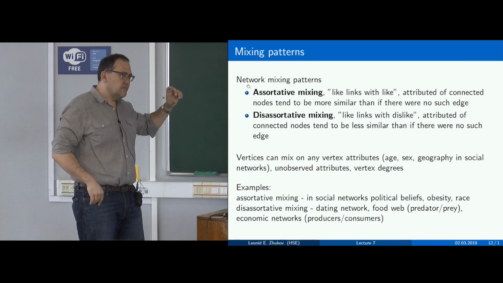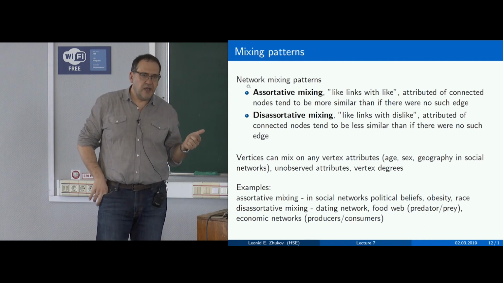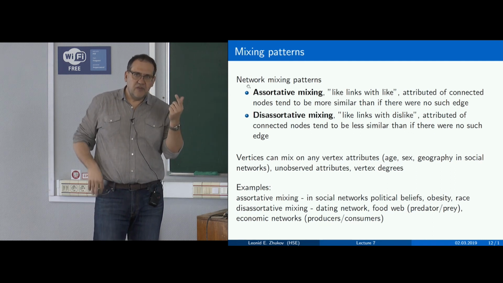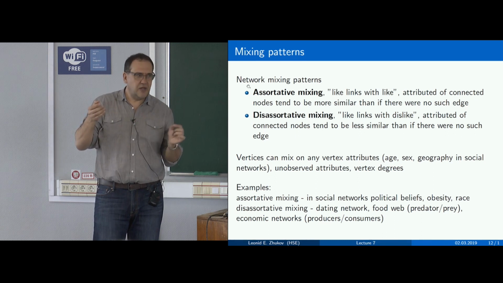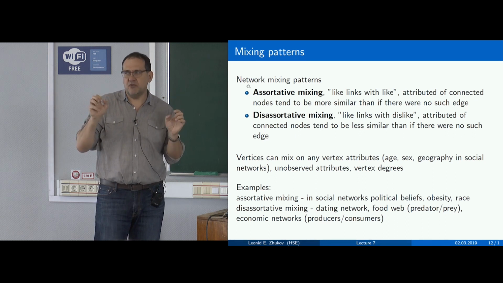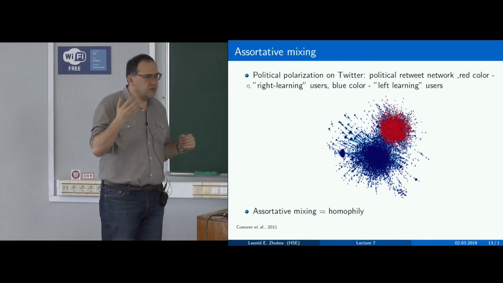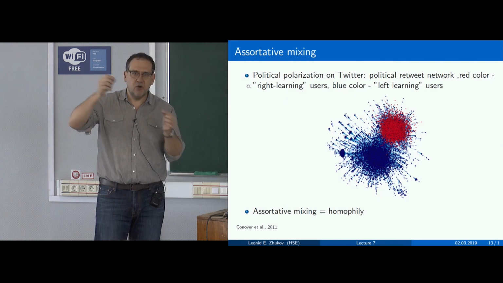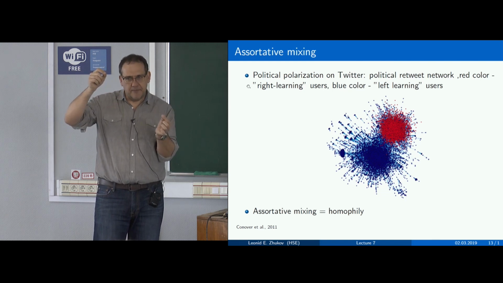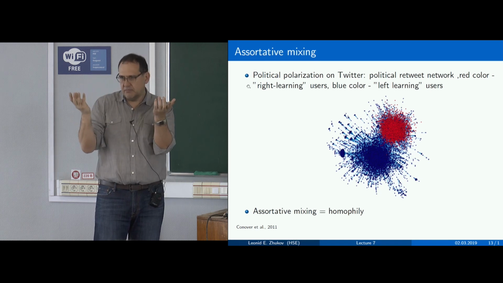Now, you can have the opposite situation, which is called disassortative mixing. It is when it's more often nodes with different attributes that are connected. So if you think about, again, a social network, but like a dating network, and your attribute is gender, you'll probably have more connections between people of different gender than of the same gender.